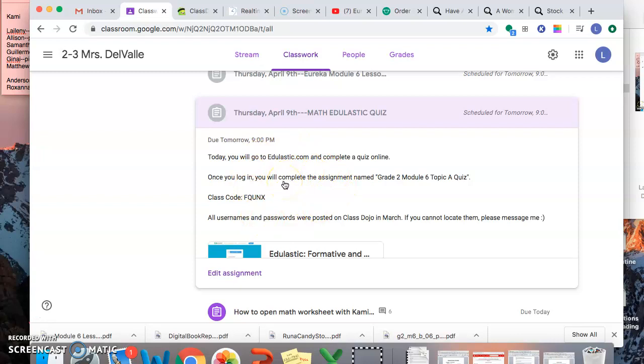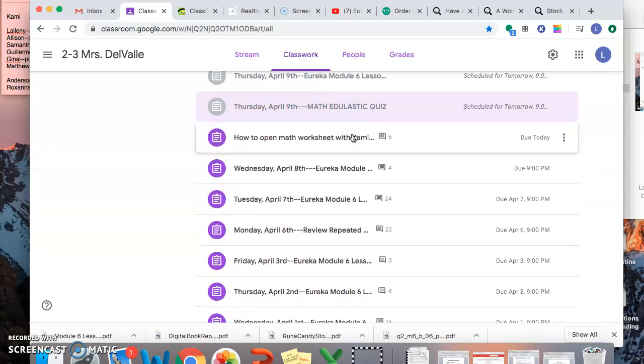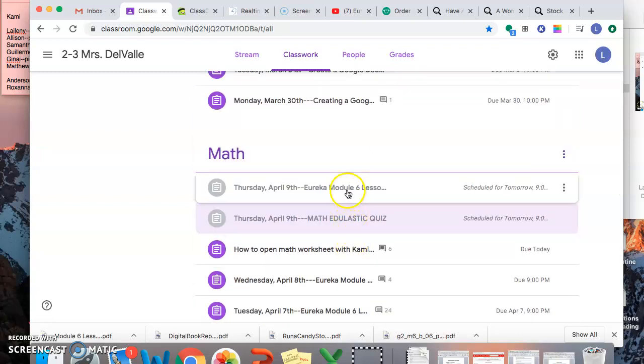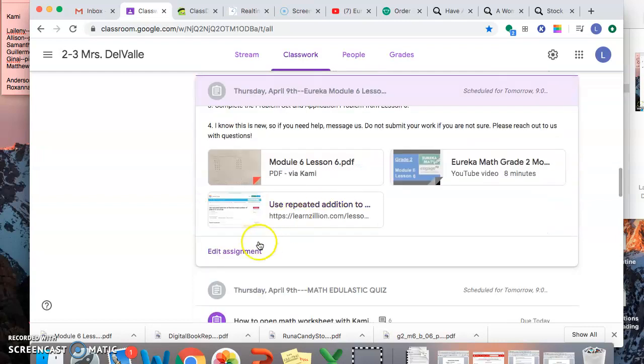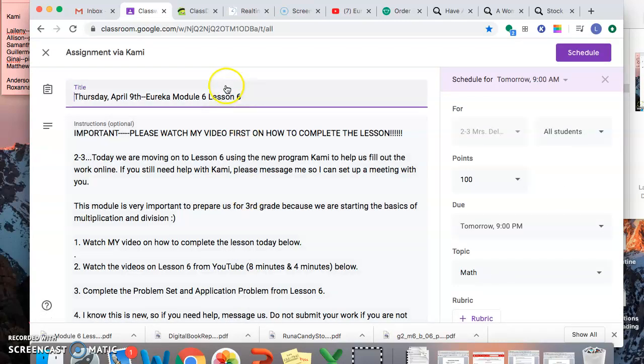There's only 4 questions for this quiz because it's just on topic A, which was just the first 4 lessons of module 6. So it's not going to take you long at all, but this has to get done. Okay, so it's going to be a quiz grade. So make sure that you're completing this for Edge Elastic. That's your one assignment.